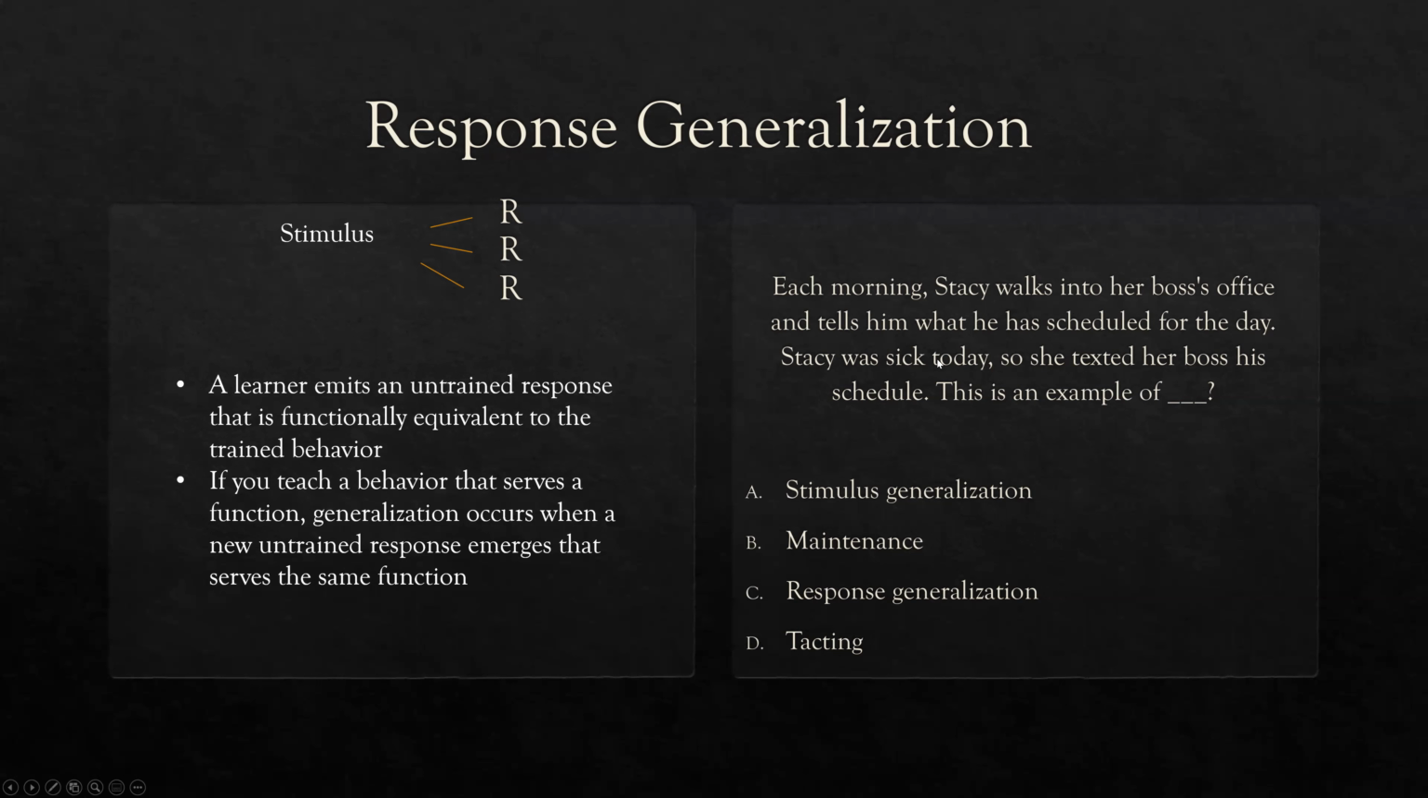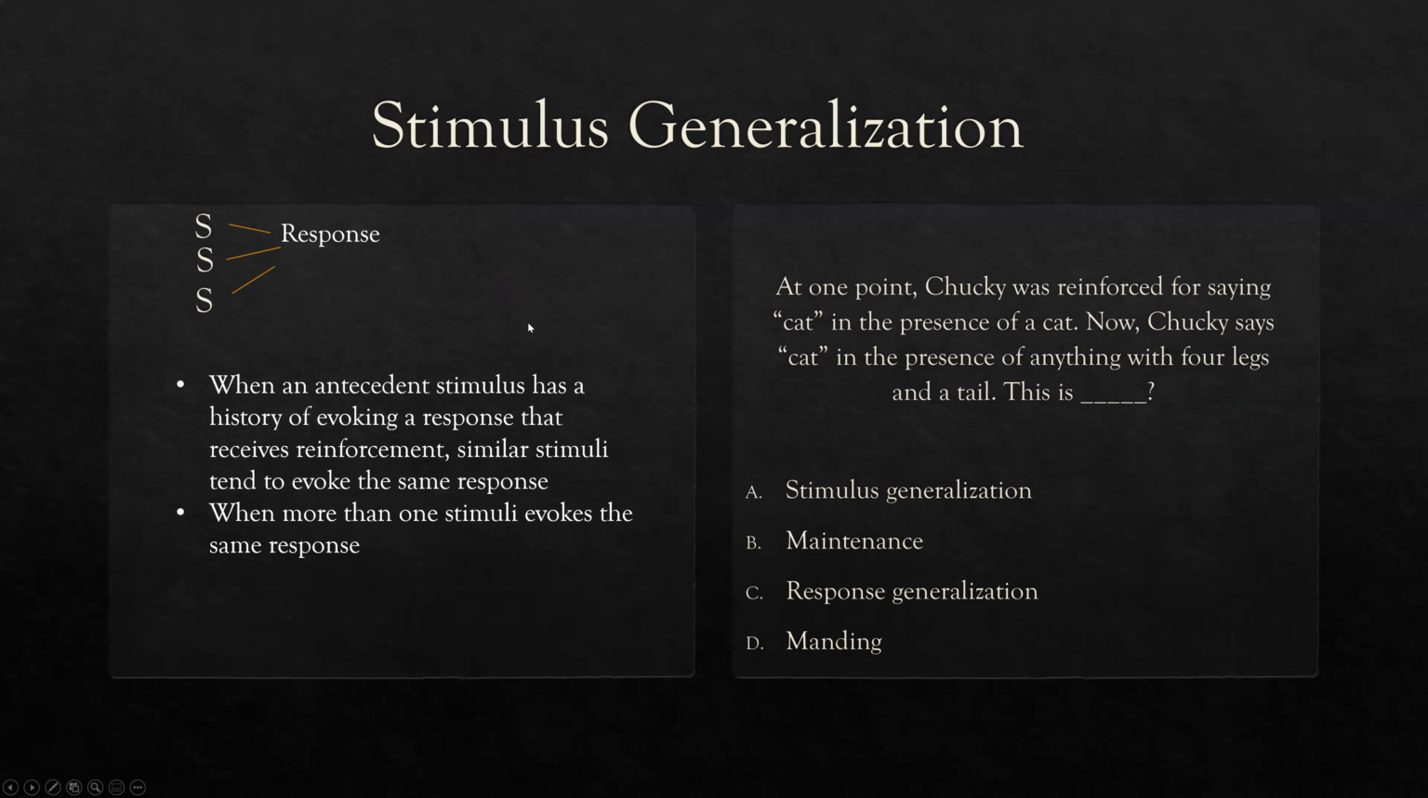We are emitting an untrained response functionally equivalent to that first response, walking into the boss's office and telling him his schedule. And of course, it's not tacting. Tacting is just labeling. Stimulus generalization, okay? So it's kind of like response generalization. Think of it in terms of: I have multiple stimuli. A single response is occurring in the presence of all these stimuli.